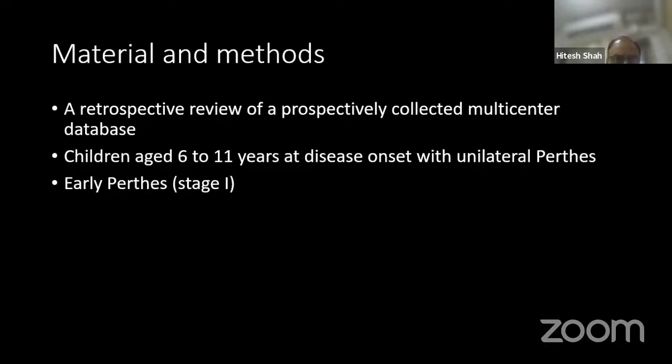For the inclusion criteria, we included two age groups, 6 to 8 years old and 8 to 11. We included patients with unilateral Perthes disease; bilateral Perthes disease has been excluded. And we have taken the children with only stage 1 presentation and stage 1 treatment, that means 1A and 1B. We excluded the patients with stage 2 because stage 2 may have collapse and fragmentation, so we may not be analyzing the same group.